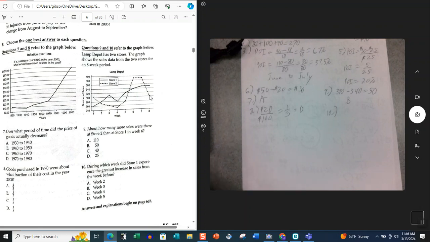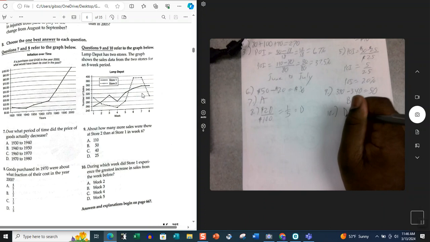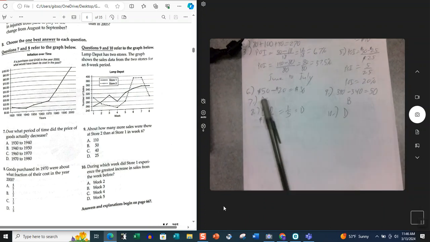Now for number 10, it says, during which week did store 1 experience the greatest increase in sales from the week before? So the greatest week, if we look here, we want to see for store 1, it's the solid line, and we want to see the greatest jump in sales. So if you look here, the greatest jump in sales looks to be from week 4 to week 5. Because week 4 it was 280, week 5 it was 320. That's a $40 increase. All the rest of these only went up about $20 or $30. So it'll be week 5, which would be D. And that is basically it.